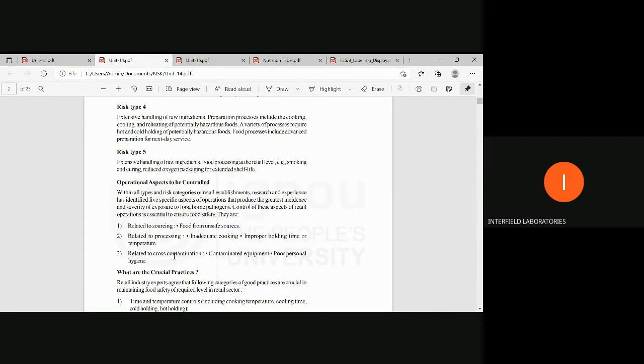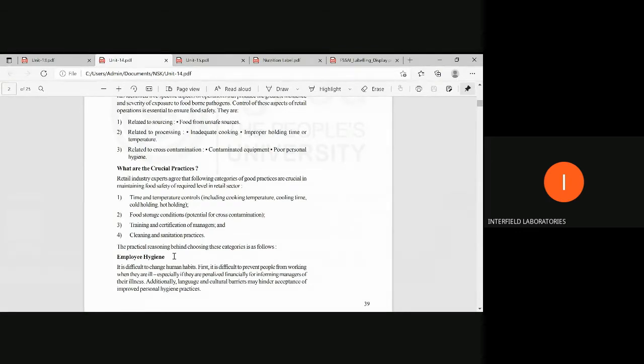So control of these aspects of retail operations is essential to ensure food safety in the retail sector. Some crucial practices in maintaining the required level of food safety in the retail sector include time and temperature controls, proper food storage conditions, training and certification of managers, cleaning and sanitation practices. These are some crucial practices for maintaining food safety in the retail sector.